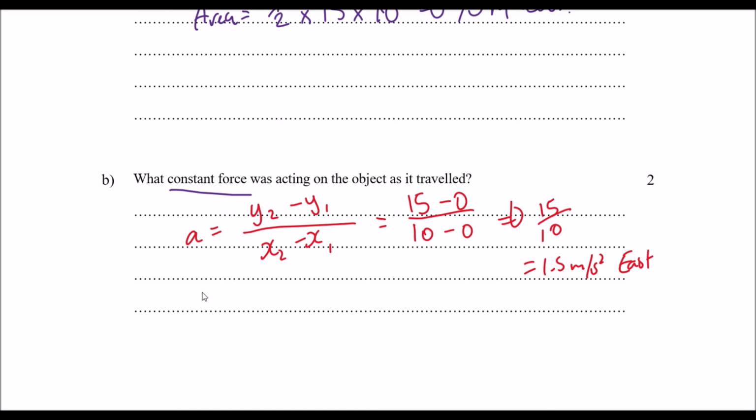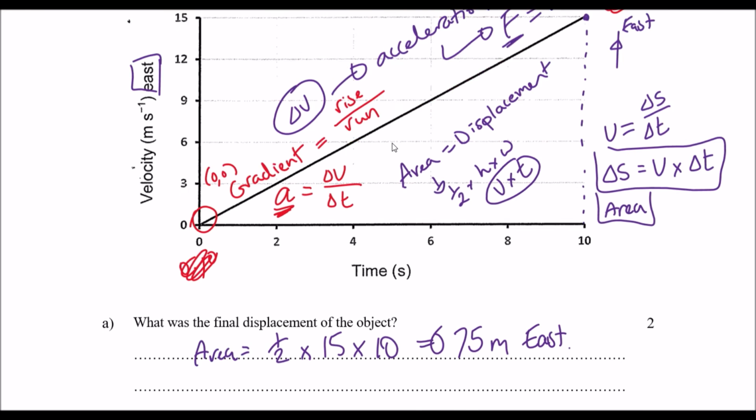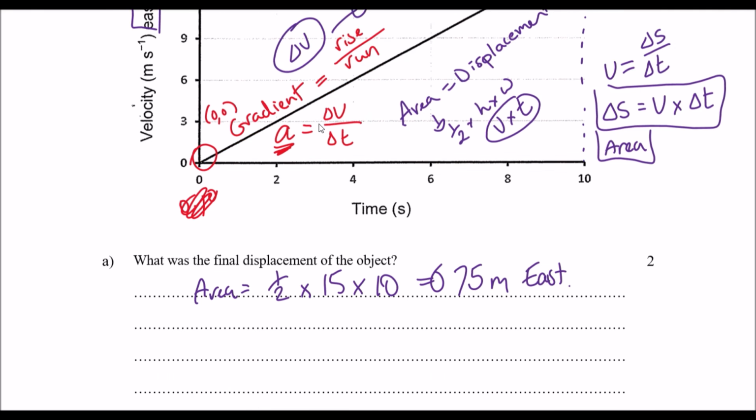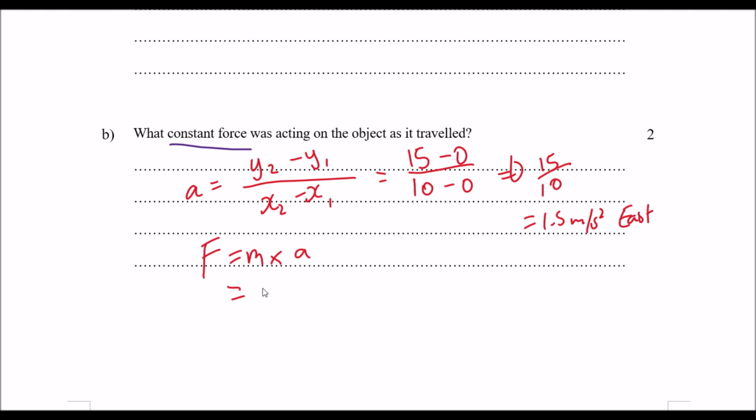Then we plug it into Newton's second law of motion formula. The mass, if you recall, I stated at the start, is 4 kilograms. So it's 4 times 1.5, and that'll give us an answer of a net force of 6 newtons east. And that's how you do the question.